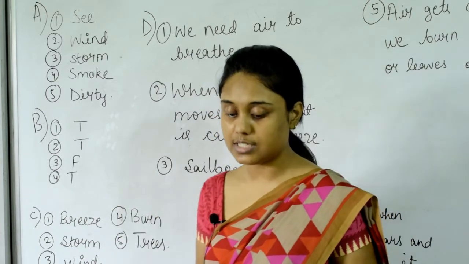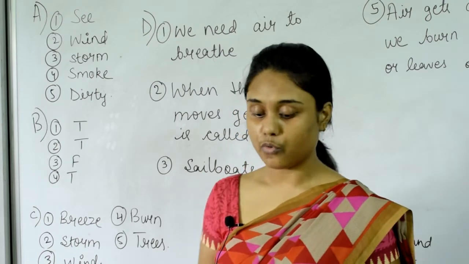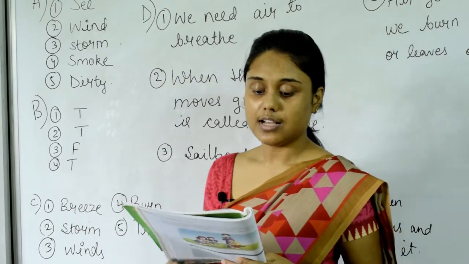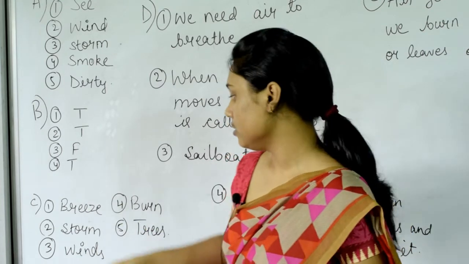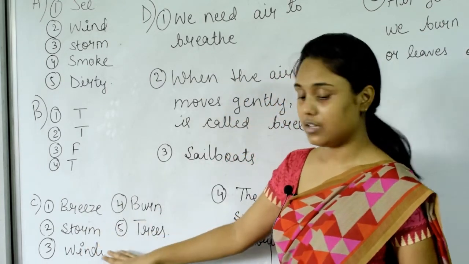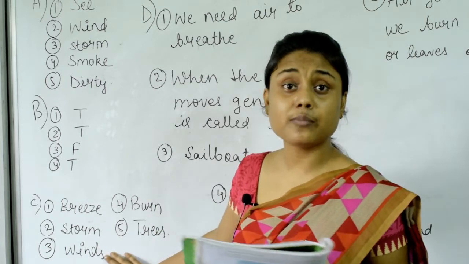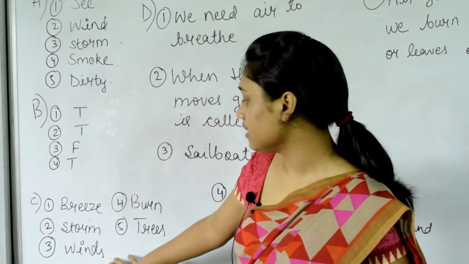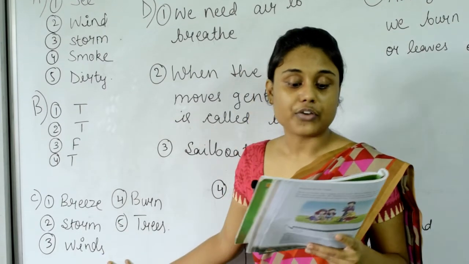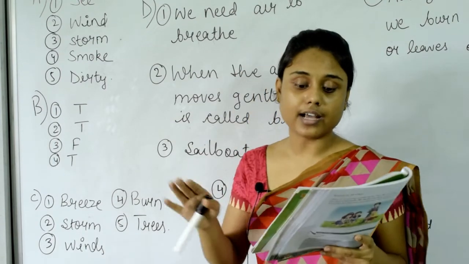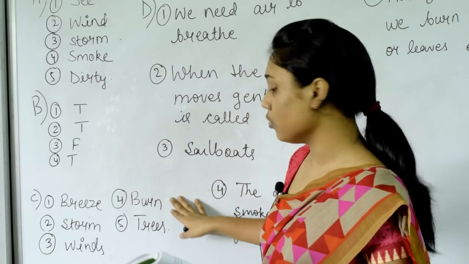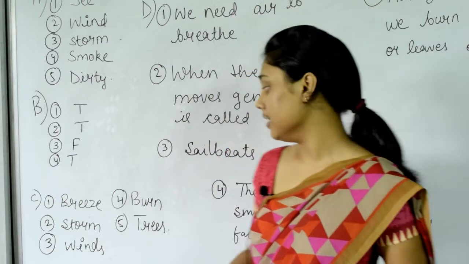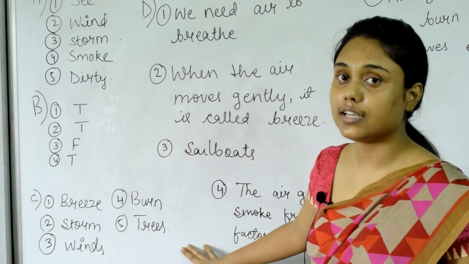Now C is fill in the blanks. First question: when the air moves gently, what is it called? It is called a breeze. Strong winds are called storms. A sailboat needs winds to move. We need air to burn things. And trees help to clean the air.